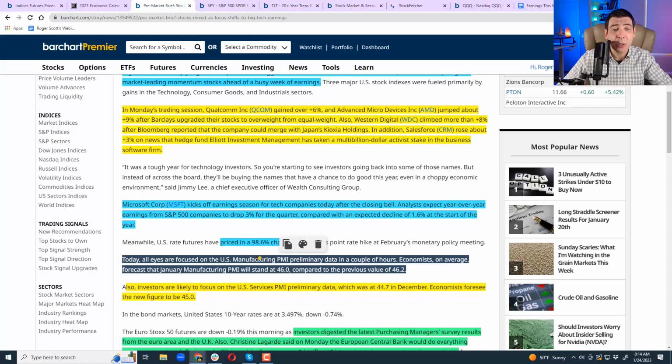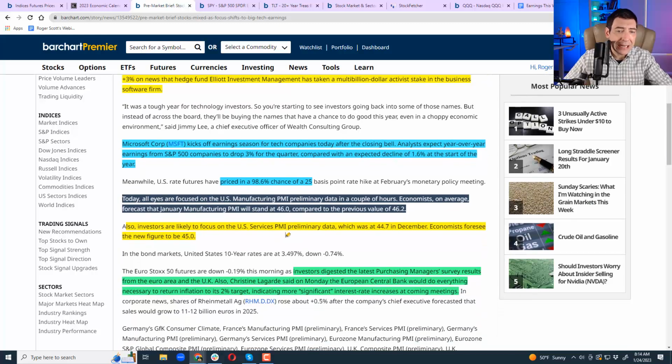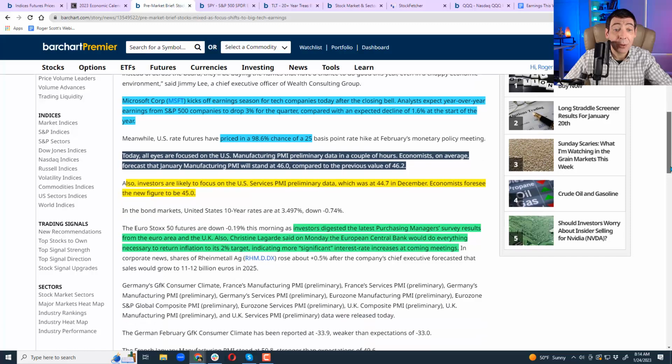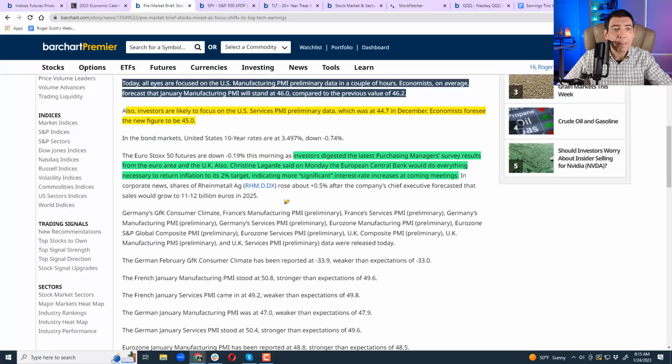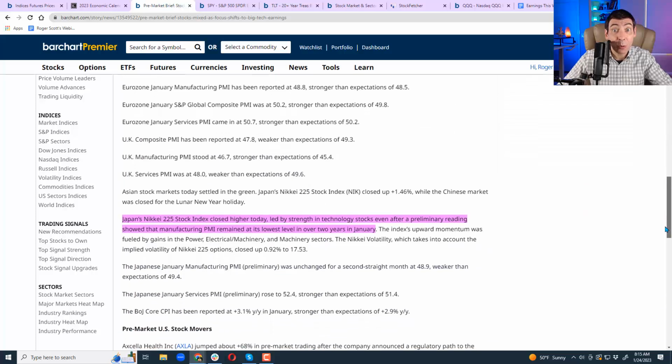And today we're looking at U.S. manufacturing preliminary data. Also, we're looking at U.S. service PMI data. Both of those reports are going to come out before the end of the day. In Europe, investors are digesting the purchasing managers' survey results for the euro area and the UK. Christine Lagarde said on Monday European central banks would do everything necessary to return inflation to its 2% target, indicating more significant interest rate increases at coming meetings. So don't expect anything to get that great in the very short term in Europe.